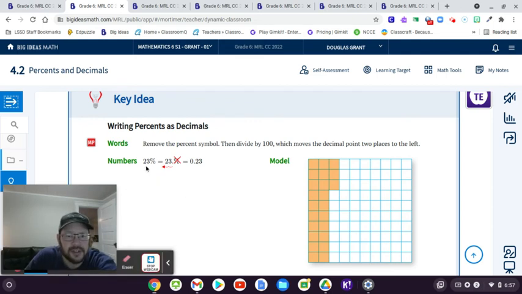So if you have 23%, the decimal here is at the end of the 23. You move it over and you get 0.23, which is 23 hundredths. So if you're going to model that, you fill in 23 out of 100 boxes. Let's do a couple problems.